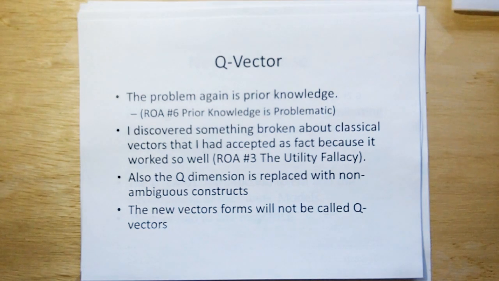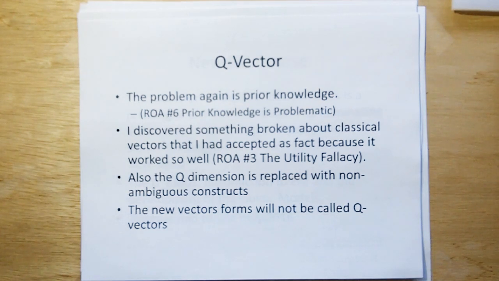And I'm going to explain what that is when we get into what the new version of Q vectors is going to be. Basically, I discovered that something is broken about classical vectors that I had accepted as fact because it works so well. And again, that's the third rule of acquisition, the utility fallacy. Just because something works doesn't mean it's right. So here, all over, the rules of acquisition are screaming at me, and so I decided to do something.